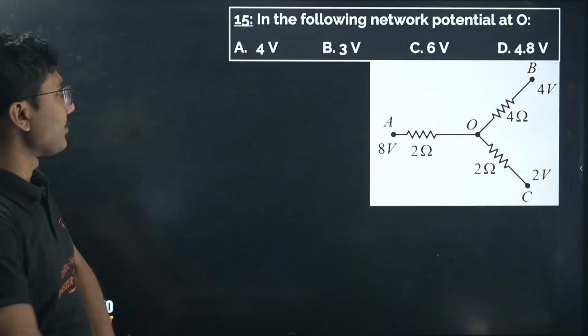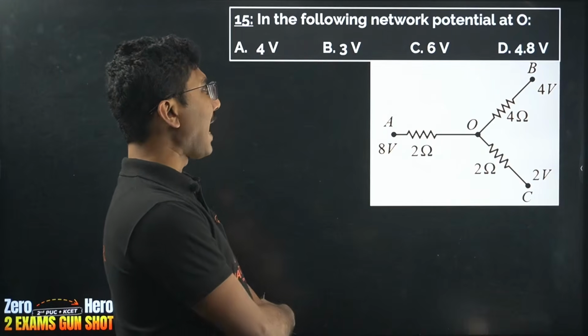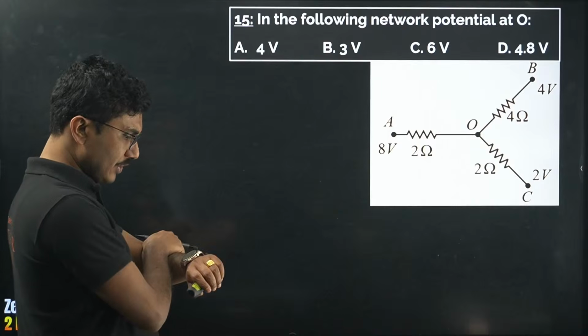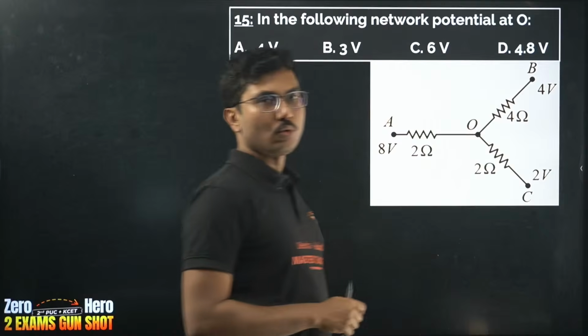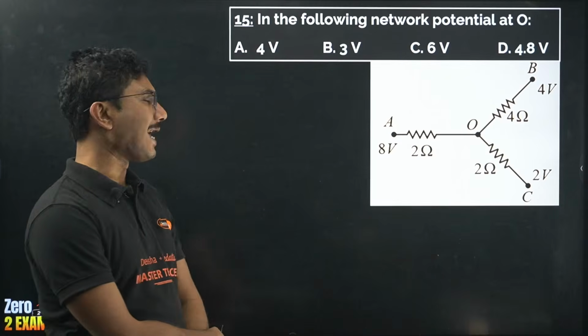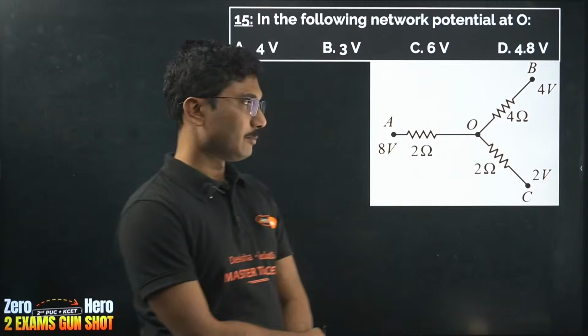Now answer this question. In the following network, find the potential at O. You have to calculate the potential at O. How to do that?